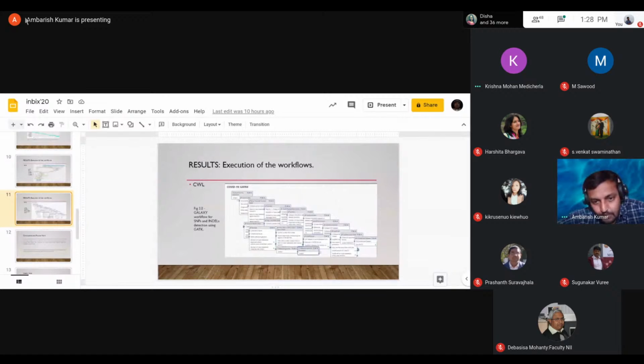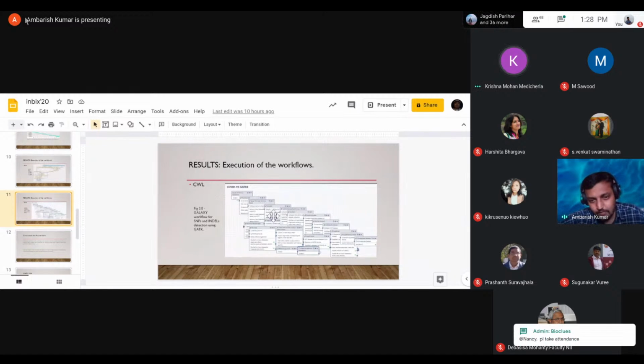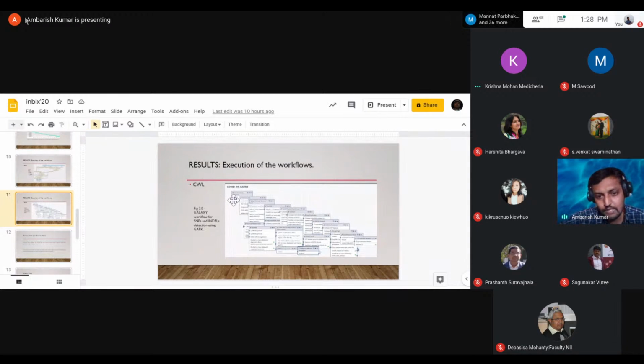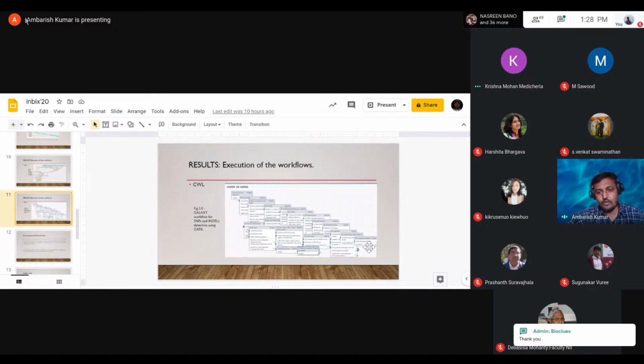This is the snapshot of the Galaxy workflow for SNP and indel detection using GATK. Alignment, quality control, pre-processing of the data, duplicate marking, GATK Mutect2 caller, variant filtration, annotation, and concatenation of variants from different samples. This is the initial step which takes multiple inputs at a single time and concatenates all SNPs and indels into a single file.